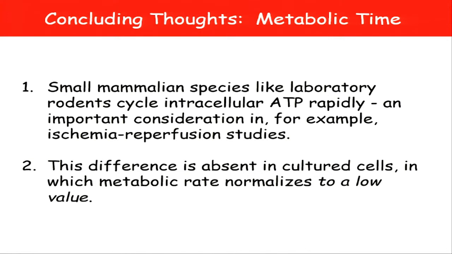Small mammalian species like rodents cycle intracellular ATP quite rapidly, which is an important consideration for ischemia reperfusion types of experiments. The difference is absent, though, in cultured cells, which have this low metabolic rate, and again, something to consider.